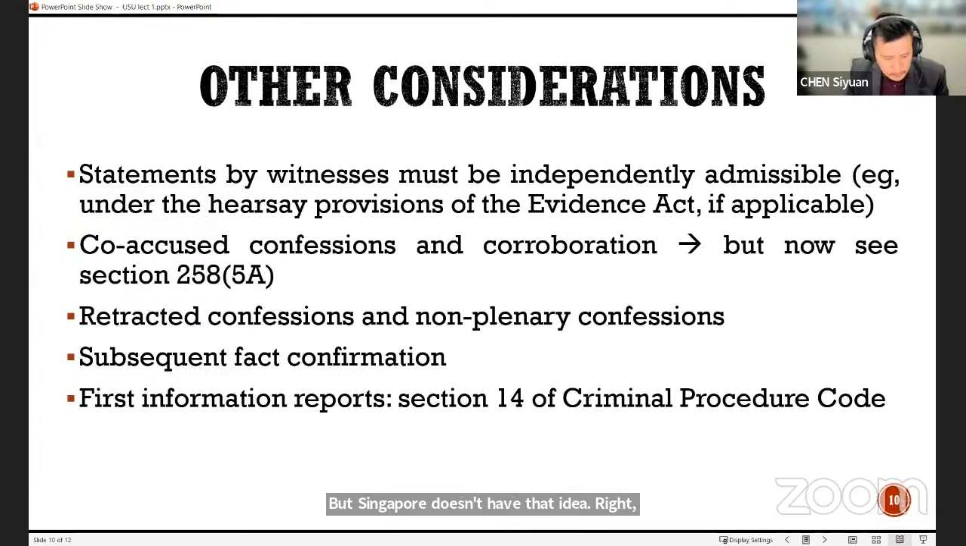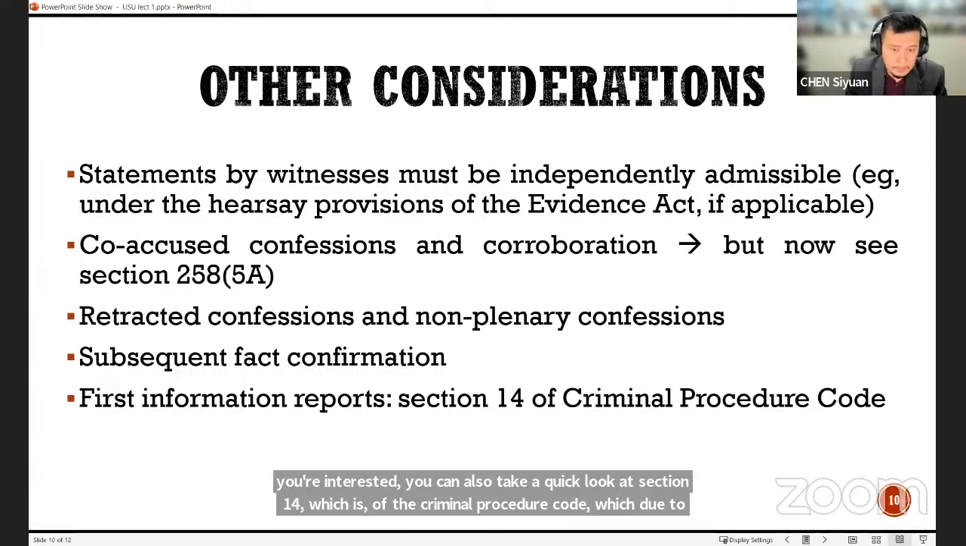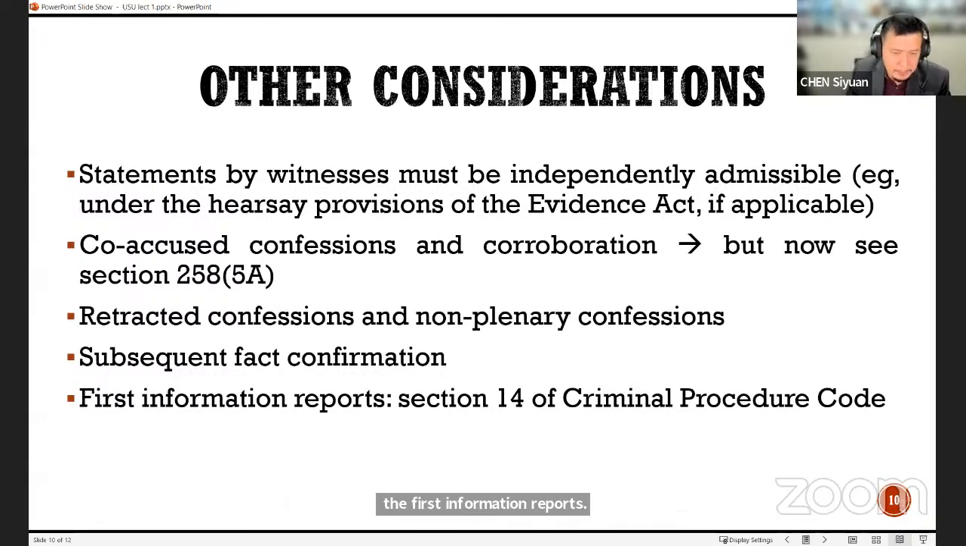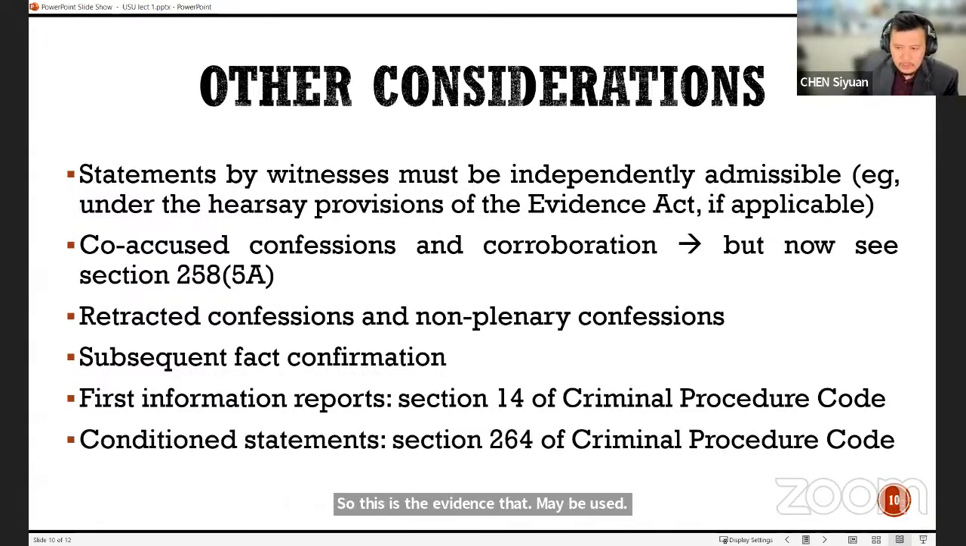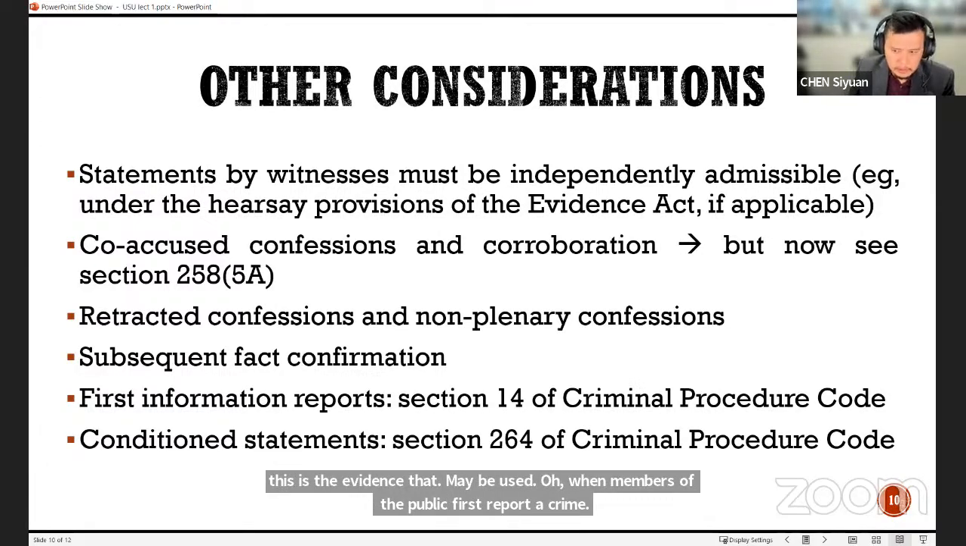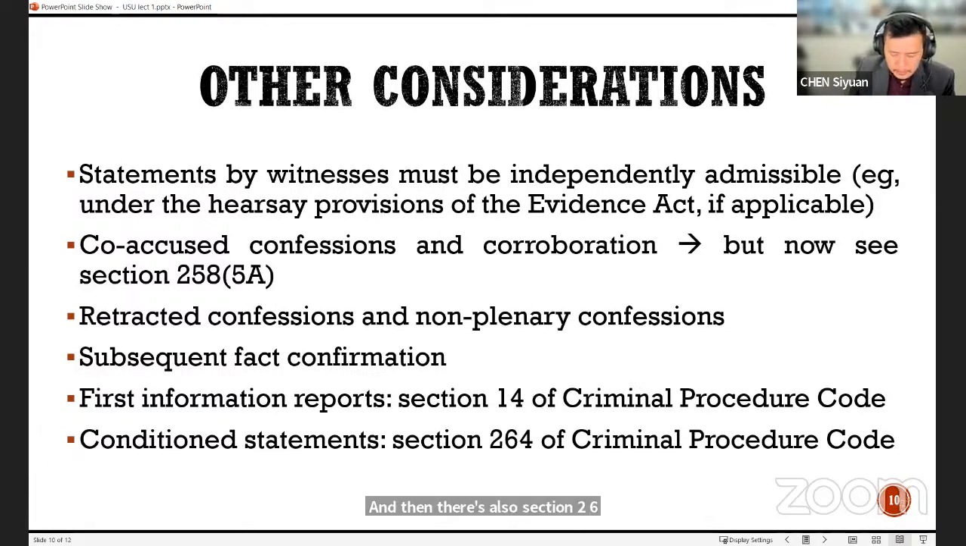If you're interested, you can also take a quick look at Section 14 of the Criminal Procedure Code, which deals with first information reports. So this is the evidence that may be used when members of the public first report a crime. And then there's also Section 264 of the Criminal Procedure Code, which talks about how witnesses can give essentially affidavits in criminal proceedings.